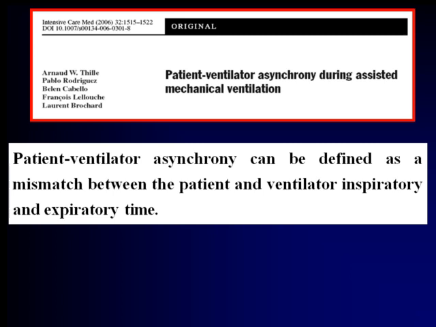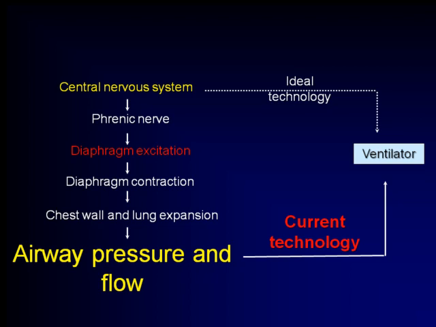Patient-ventilator asynchrony can be defined, as a matter of fact, as a mismatch between the patient and ventilator inspiratory and expiratory time. This is the simplest definition I found in the literature. Why is it such a huge problem? Because with the current technology, the machine takes the signals very far from where they are generated. This was already shown yesterday. In an ideal world, we should trigger the ventilator by using signals from the central nervous system or from the phrenic nerve. Conversely, if you are at the bottom of the cascade and you work with airway pressure and flow, it is not surprising that there can be problems.